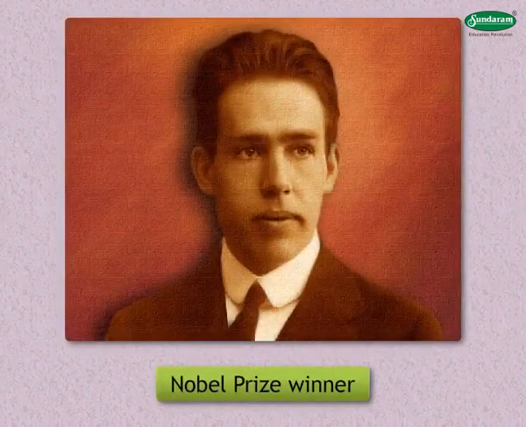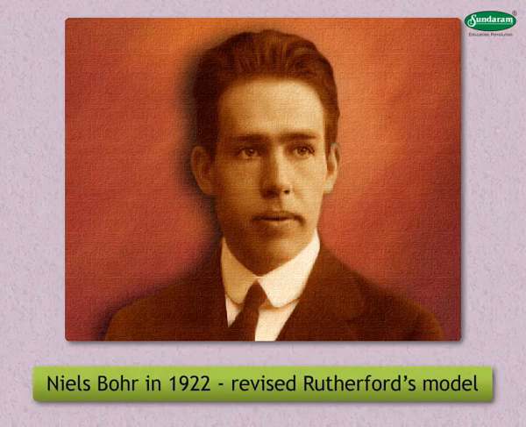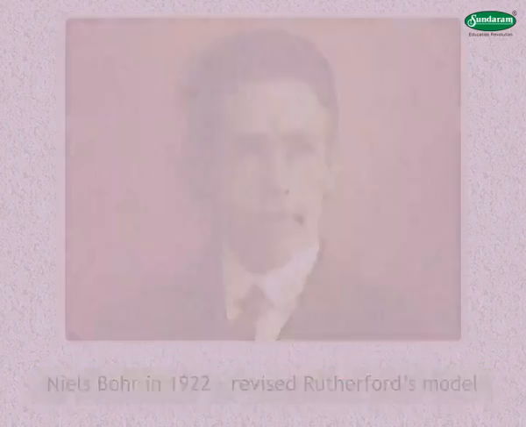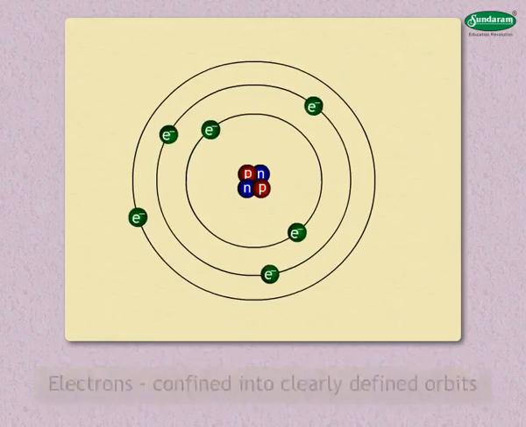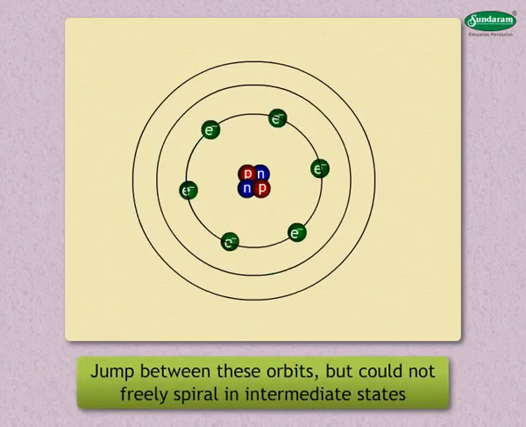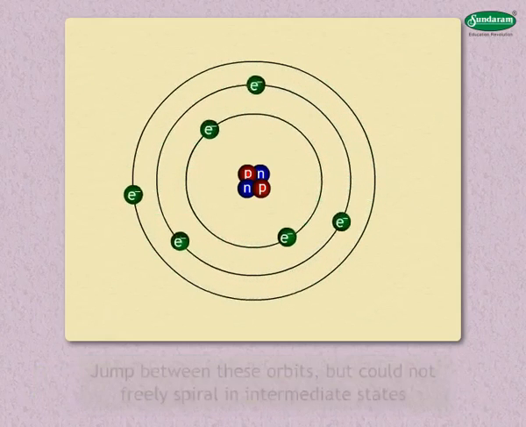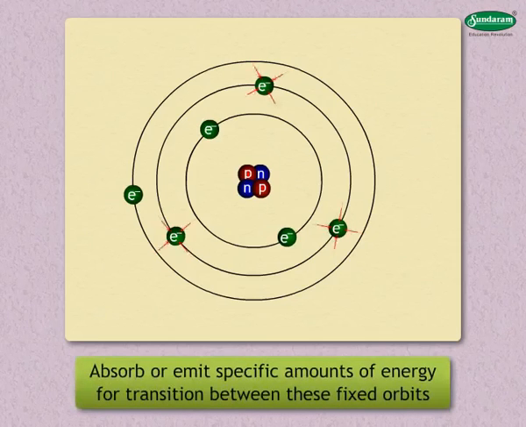Niels Bohr's atomic model. Nobel Prize winner Niels Bohr in 1922 revised Rutherford's model by suggesting that the electrons were confined into clearly defined orbits. They could jump between these orbits but could not freely spiral inward or outward in intermediate states. An electron must absorb or emit specific amounts of energy for transition between these fixed orbits.